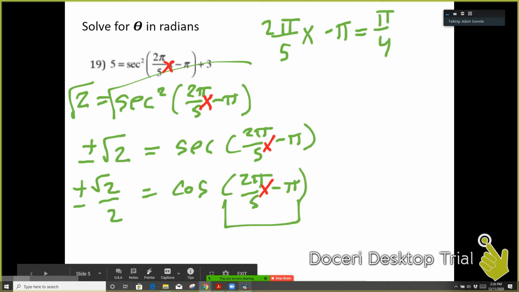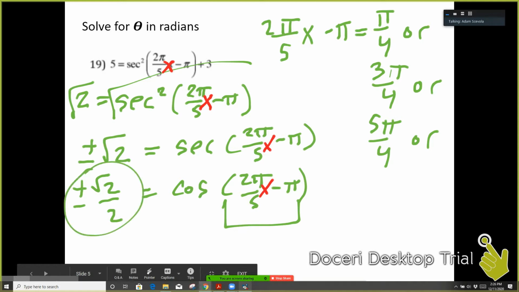Since it's positive or negative, it could also be in quadrant 2, which is 3 pi over 4. It could also be in quadrant 3, which is 5 pi over 4, or it could be in quadrant 4, where cosine's positive, because again, it's plus or minus root 2 over 2, which would be 7 pi over 4.